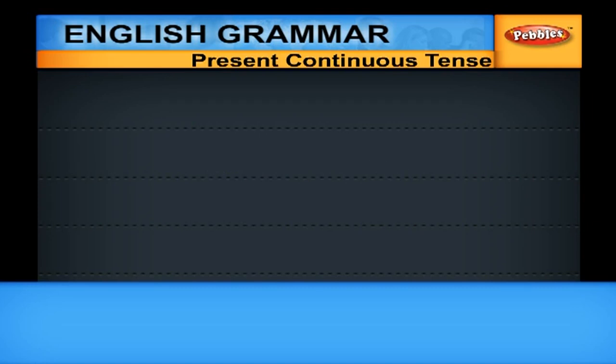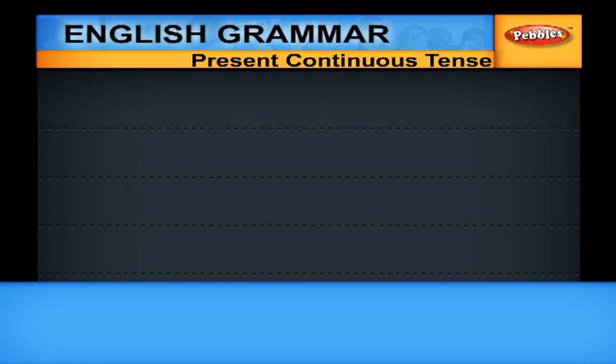Other verbs which don't take ing form are like. It is incorrect to say I am liking you. The correct form is I like you. It is incorrect to say I am wanting this. The correct form is I want this. It is incorrect to say I am remembering. It must be I remember.